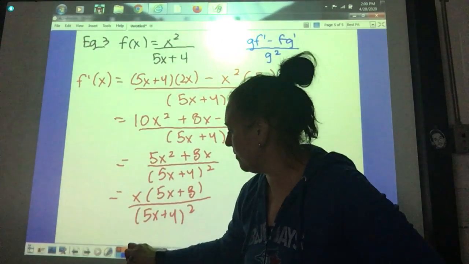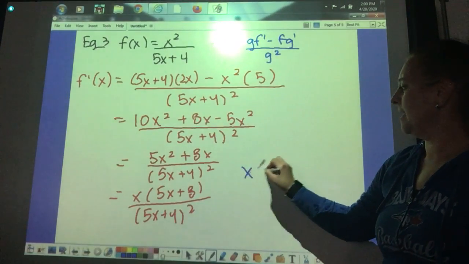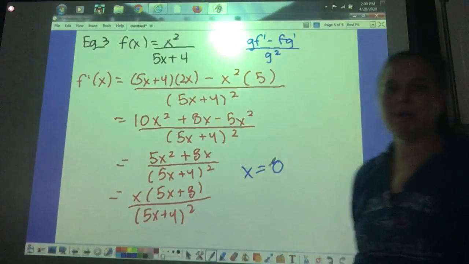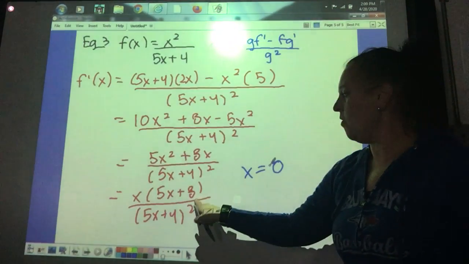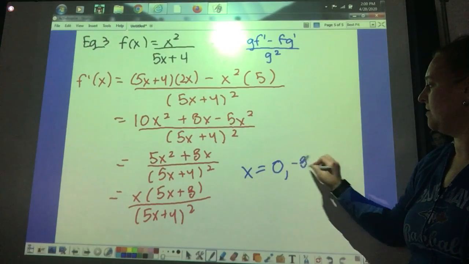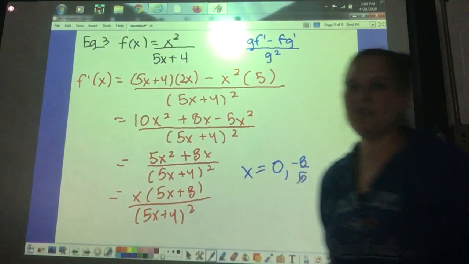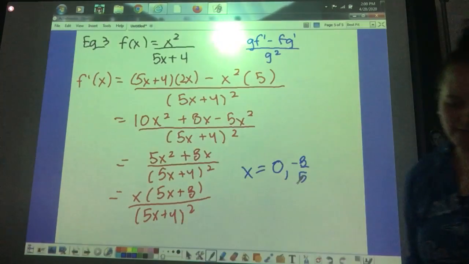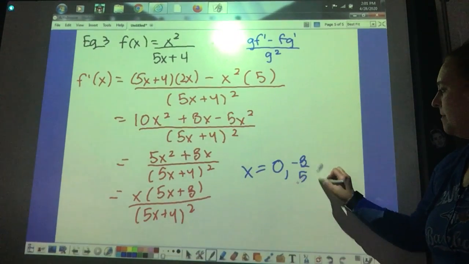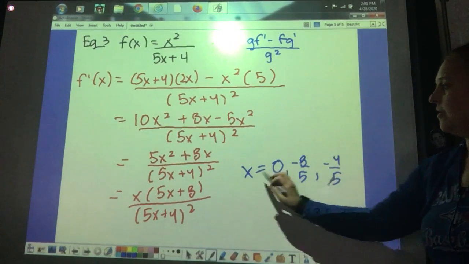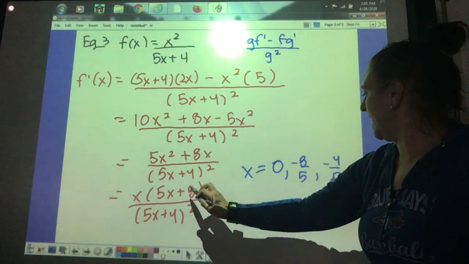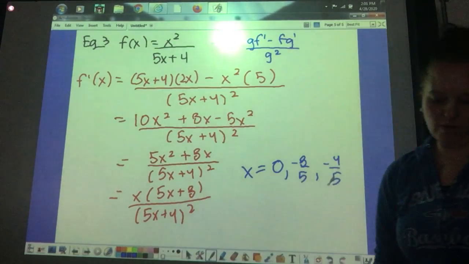So before I go to the next screen, I'm running out of room. We have two options. If x was 0, that would make the whole numerator 0. Or if we made x minus 8 over 5, that would give us a numerator of 0. What value of x gives us a denominator of 0? That would give us minus 4 over 5. So it looks like we're going to have three critical numbers here: 0, minus 8 over 5, and minus 4 over 5.